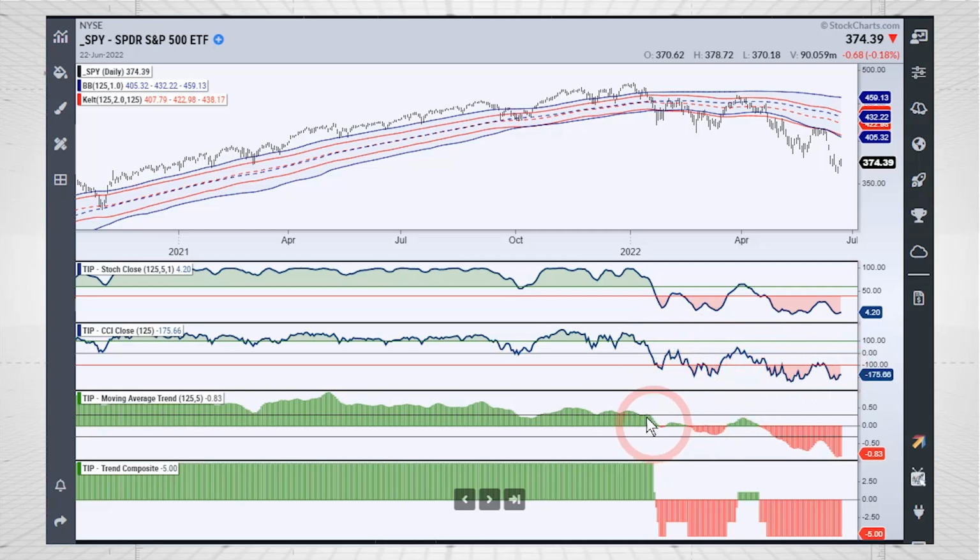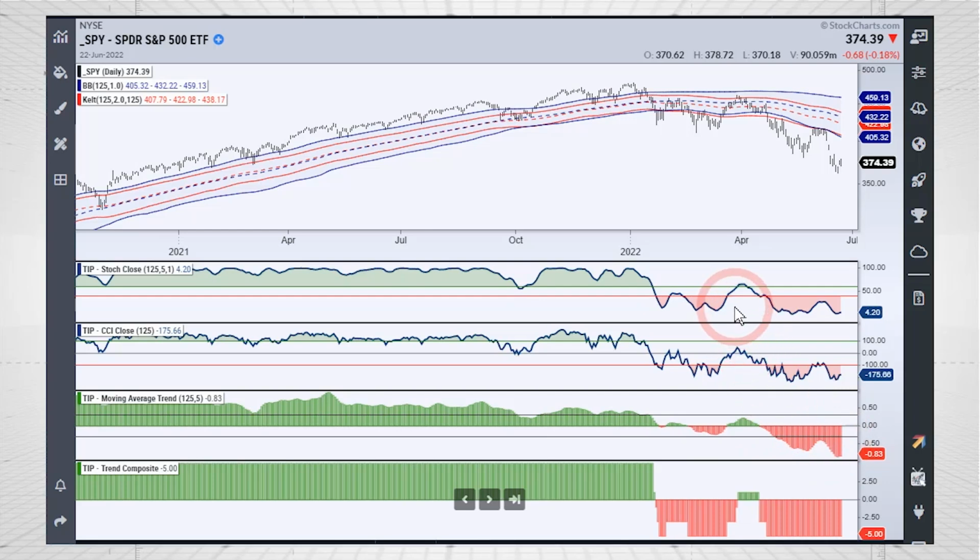And then I've got the direction, the trend of the moving average. It's a 125-day moving average, and it's the 5-day rate of change. And you can see it's a little more whippy than the others. When it goes below zero, the moving average is falling. When it goes above zero, the moving average is rising. But currently, the moving average is falling.